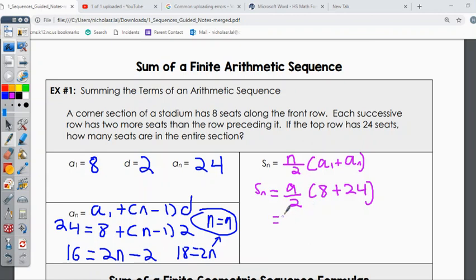Or this would be equal to 9 over 2 times 32. Or, if you want to, you could cross out the 2, make that 16, make that equal to 9 times 16. So that's going to be equal to 144 seats.